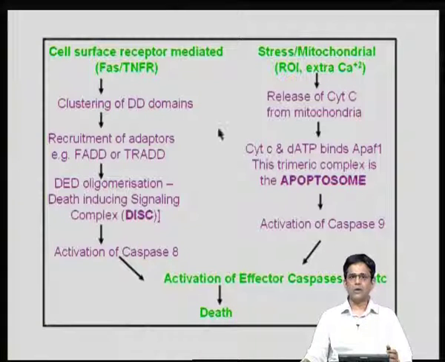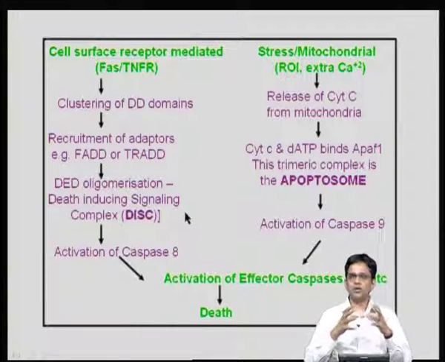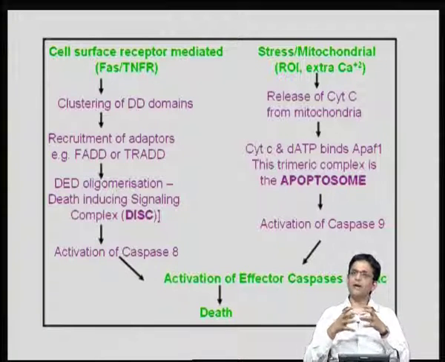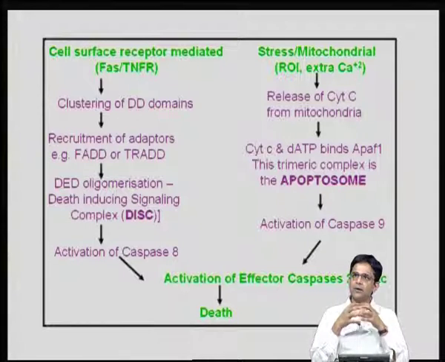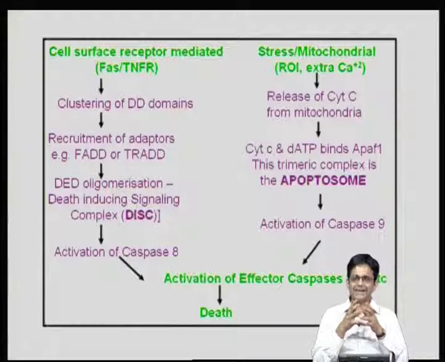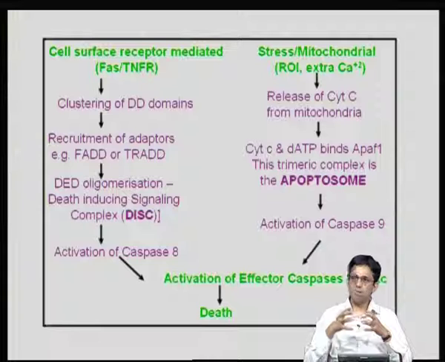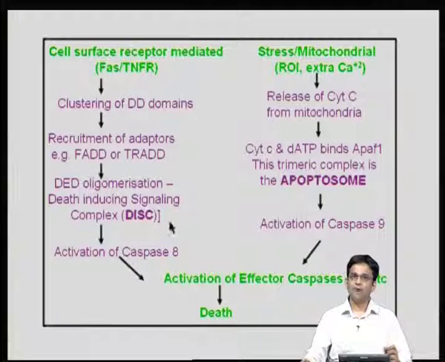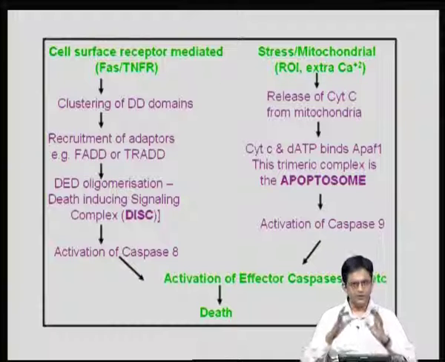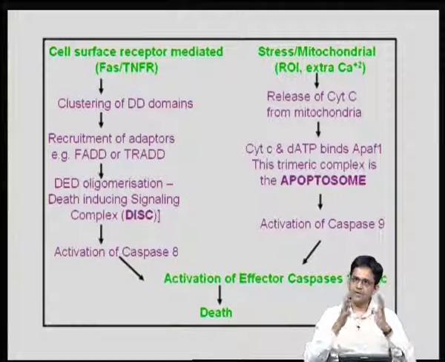Ultimately what this results in is you have oligomerization of death effector domains. That's an important part. Now, the oligomerization of these death effector domains constitutes a complex known as the death inducing signaling complex, or DISC. So, once you have this, it results in activation of caspase 8. Remember, pro-caspase 8 is now converted into the active or mature caspase 8. Once you have this, you have activation of the effector caspases, which will ultimately lead to death. Now, there are different pathways that are involved in it. We are just discussing the initial parts.